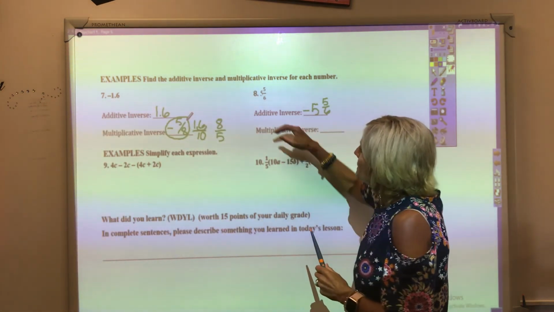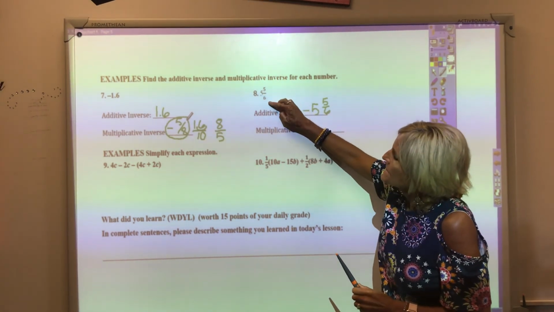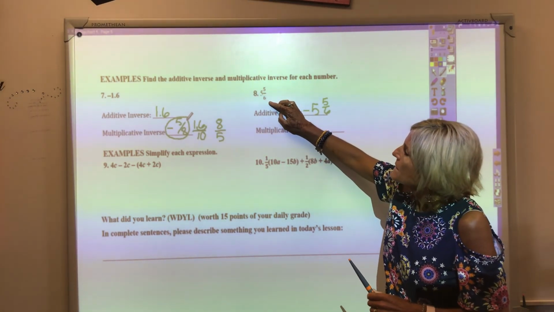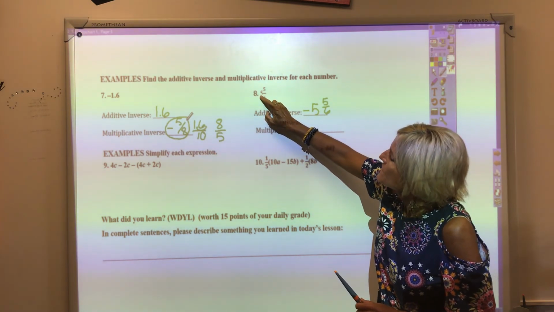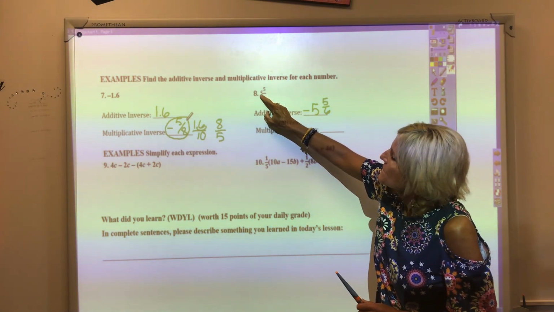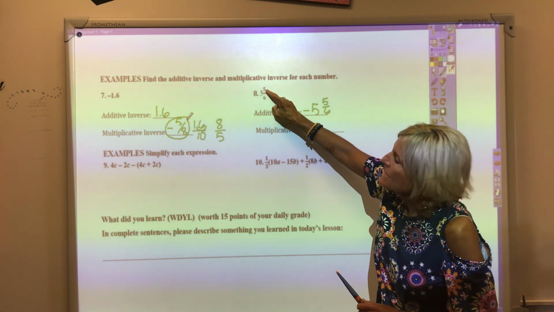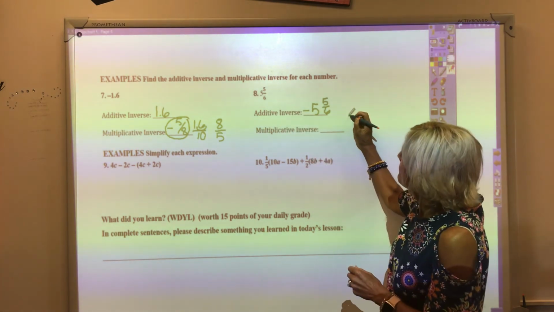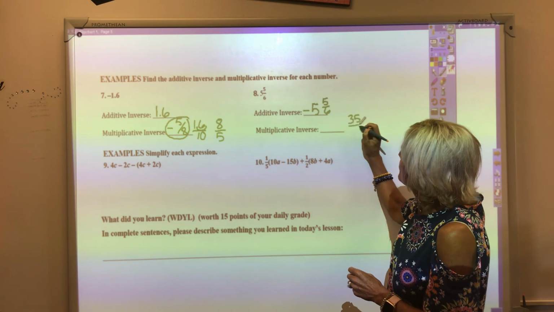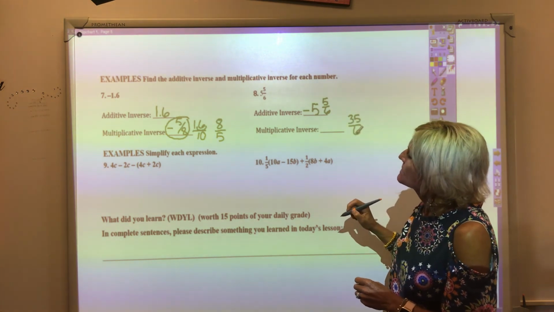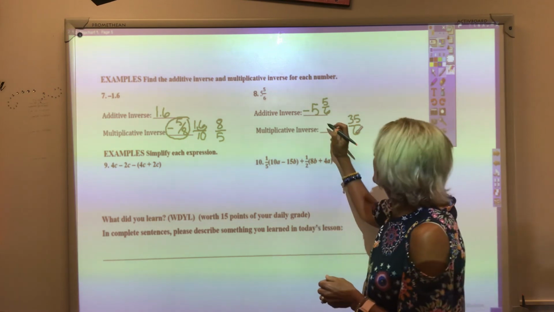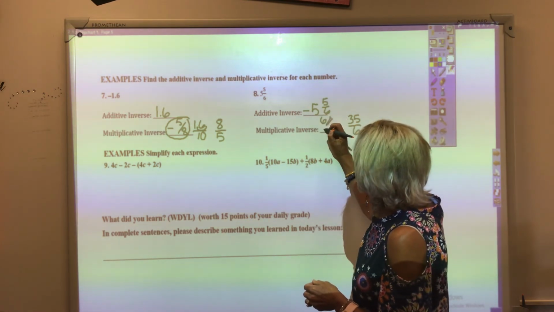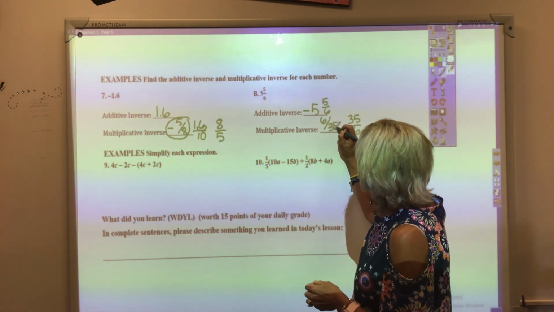On the second one, 5 and 5/6, to convert to an improper fraction, we multiply the 6 and the 5 here, so that would be 30. Then we add the 5 in the numerator, that would be 35 over 6. Notice it's positive, so we'll keep it positive. Flip it over, we have 6 over 35.